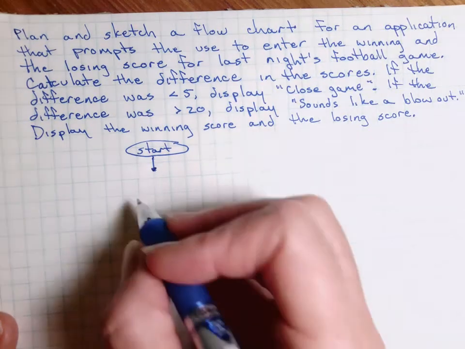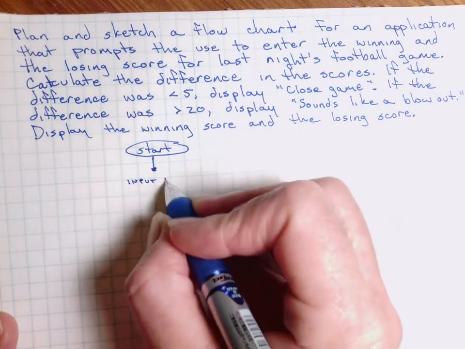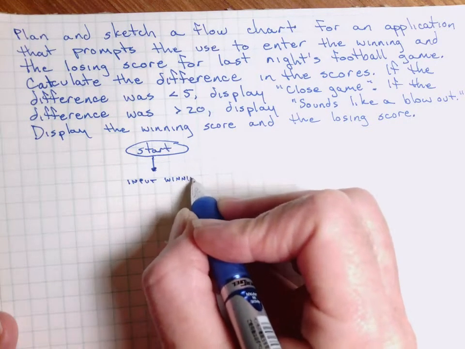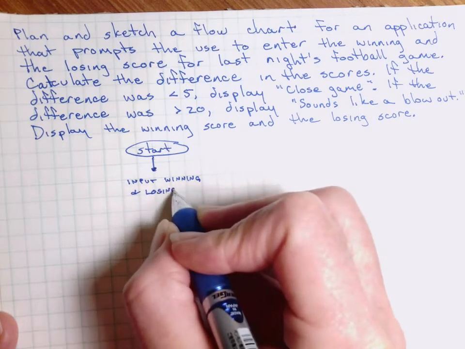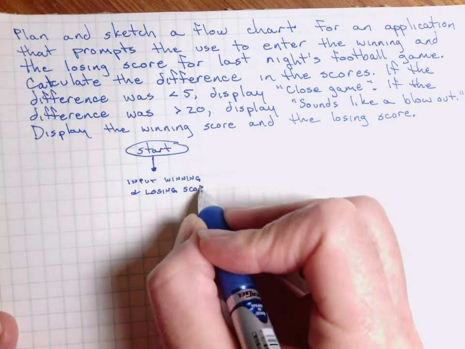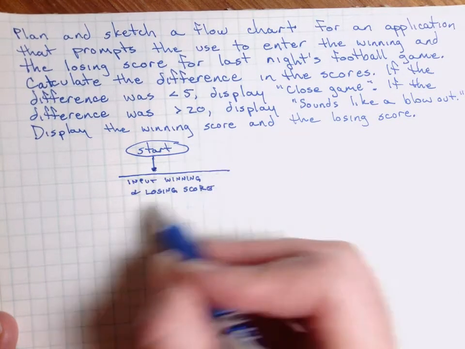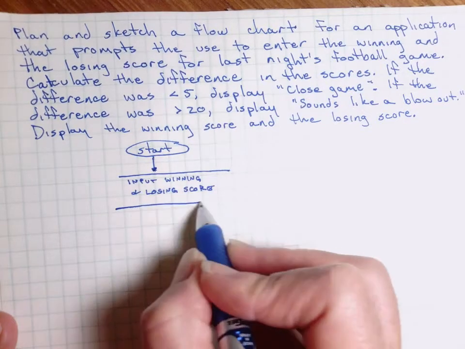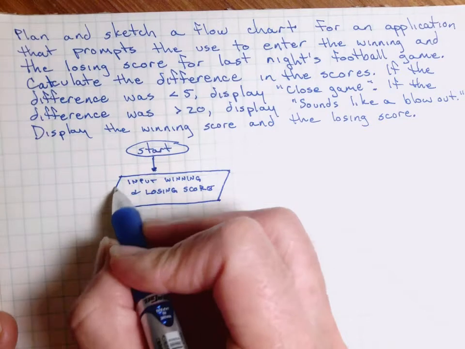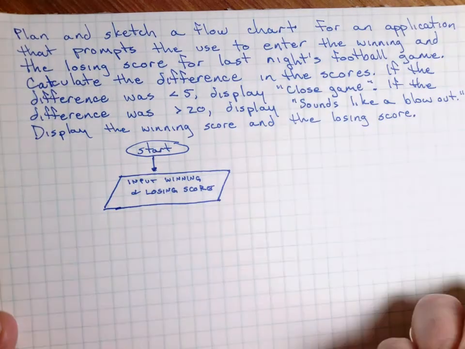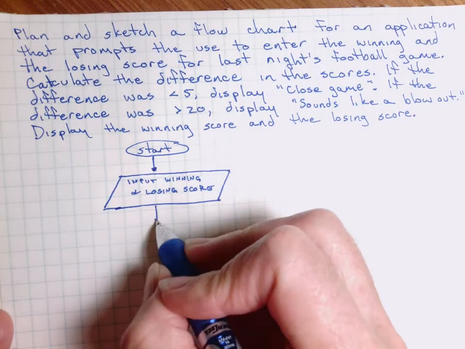The first thing that we want to do is prompt the user to input the winning and losing score. When you implement this in a language, this can be broken out into more specifics. But for right now, we're just writing the pseudocode. We're planning the logic of our solution and not writing the actual code for the solution. So we're going to input the winning and the losing score, and then we have to do a calculation, don't we? We need to calculate the difference.